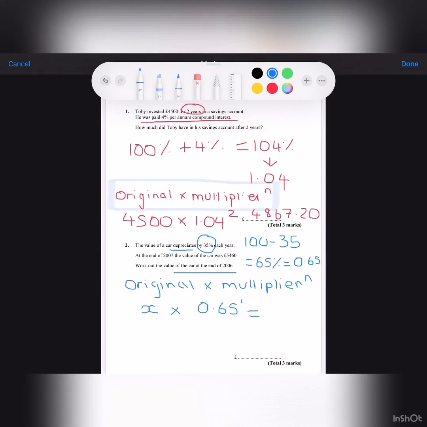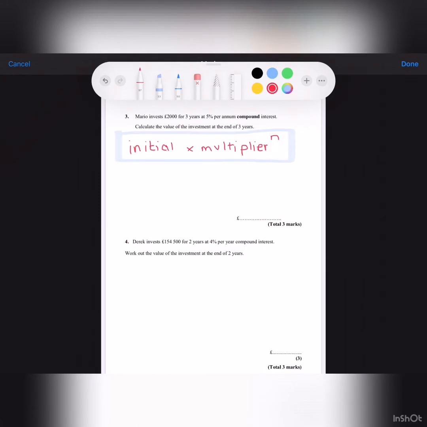And then our new amount, we're told that there is 5460. Therefore, in order to find our x, what we're going to need to do is put this on the other side. So we need to do the opposite of the times, which is divide. So we're going to do 5460 divided by 0.65, which would give us 8,400. So we know that he invests that amount. So that is our initial amount.